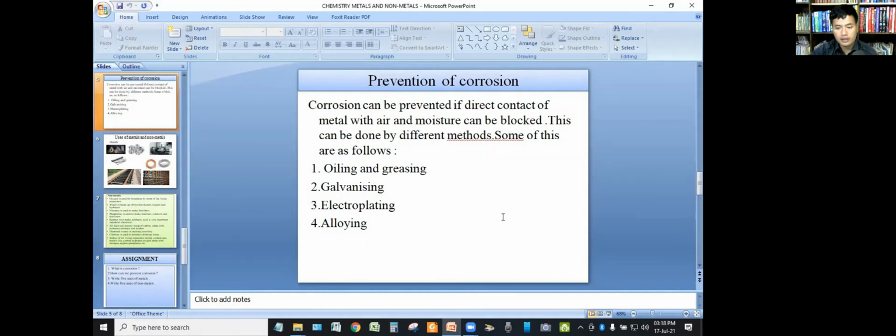Corrosion can be prevented if direct contact of metal with air and moisture can be blocked. So we can prevent corrosion by cutting off the contact with air and moisture with the metal.